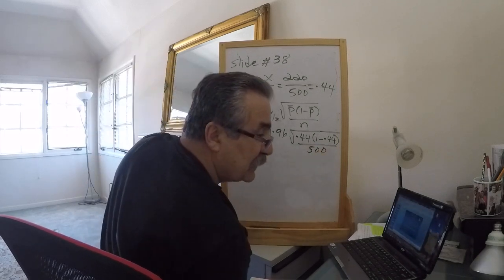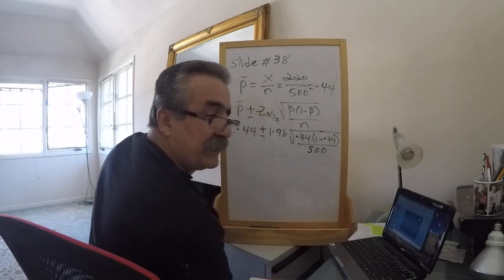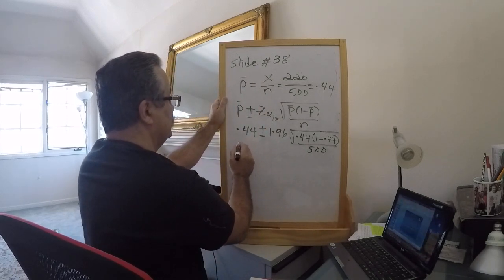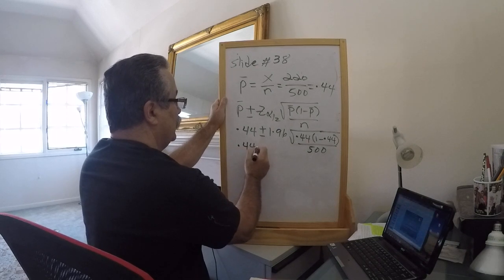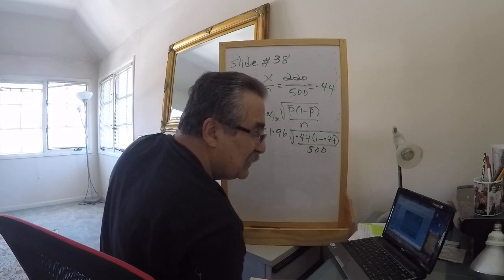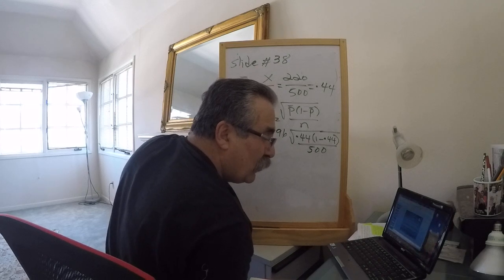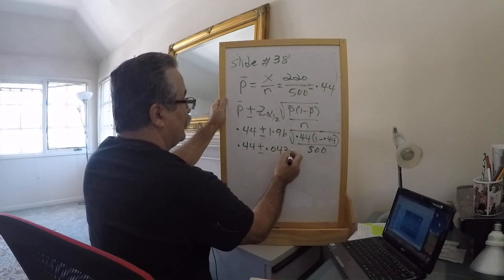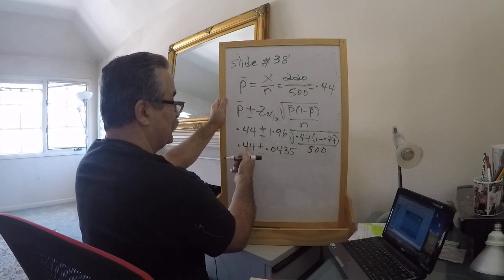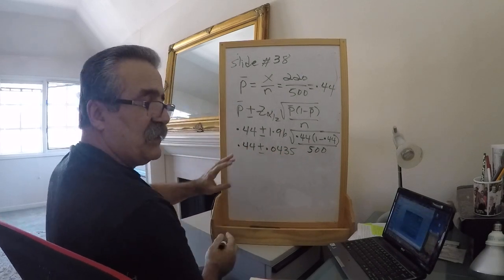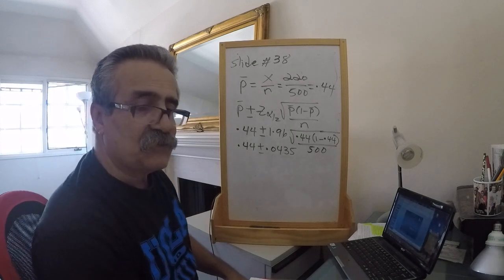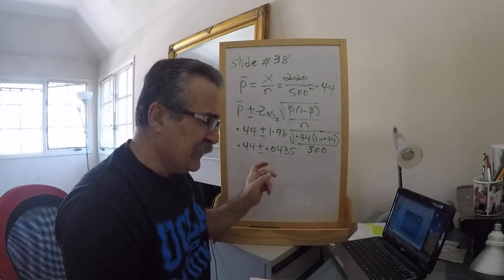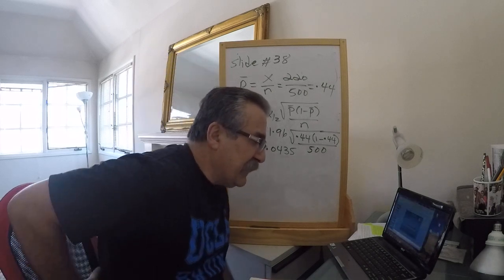This is on slide number 39, old PowerPoint. This is an example in the PowerPoint slides. So 0.44 plus or minus 0.0435. So we add and subtract this to this. We have a range, then we say we are 95% sure that our population proportion is going to be within that range.